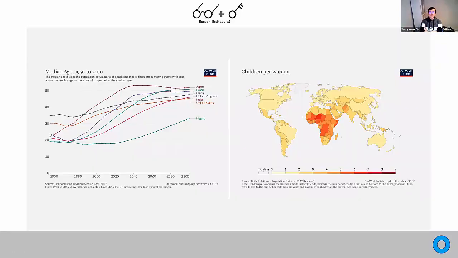Maybe I'll start with the motivation for why I founded and established the Monash Medical AI Group, and why, having worked in computer vision, robotic vision and medical imaging for a while, I chose medical AI as my main research topic for the future. A few numbers you can see from the graph are from World Bank data.